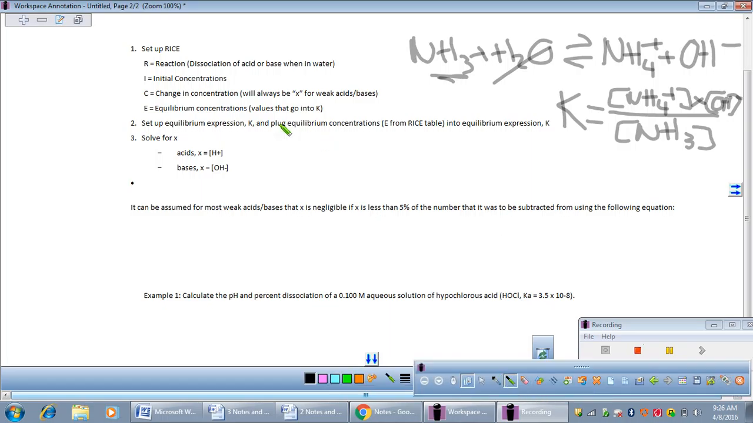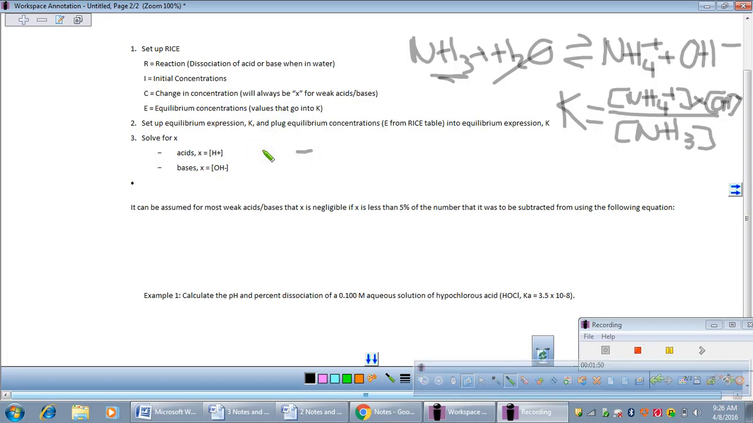So I know you love RICE tables, but luckily there is a shortcut, so you don't have to use the RICE tables. But if you don't memorize the shortcut equation, then you must derive it from the RICE table. So remember, RICE: R is reaction, I is initial concentration, C is change, and with weak acids or bases, we're just going to have X, no 2X, no 3X, so it makes your math easier. E is still the equilibrium concentration.